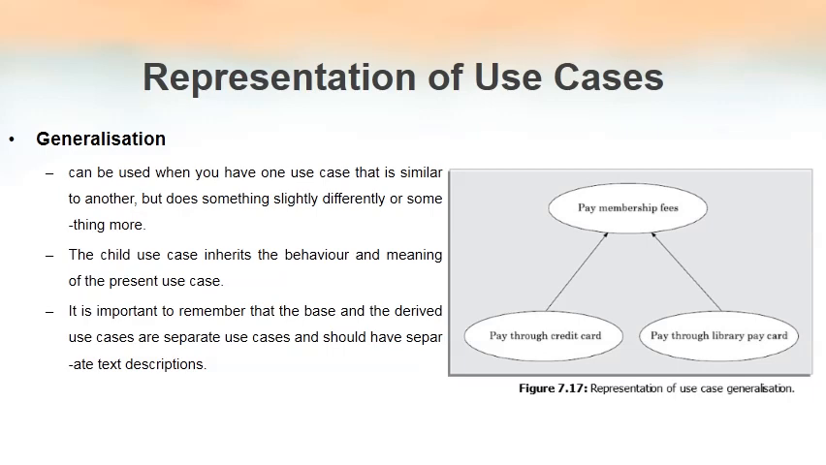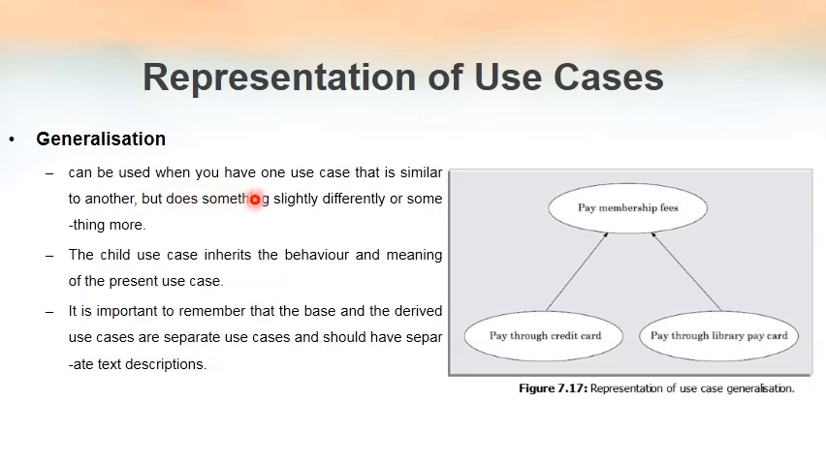Now there are certain relations that you have to indicate when we draw a use case diagram. That is what we are going to see next. One relation is generalization. Generalization is used when we have one use case that is similar to another, but does something slightly differently or something more. For example, here there is one use case, pay membership fee, and then pay through credit card and pay through library pay card.